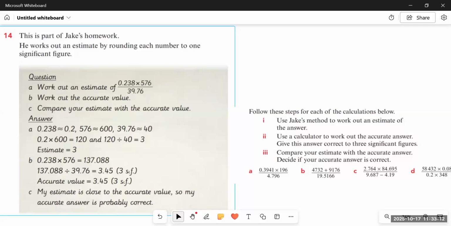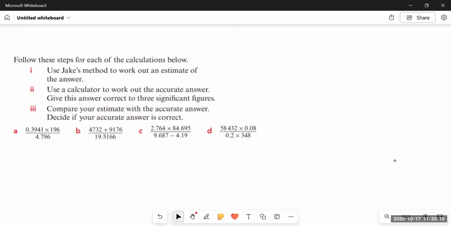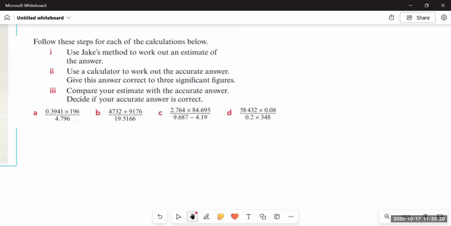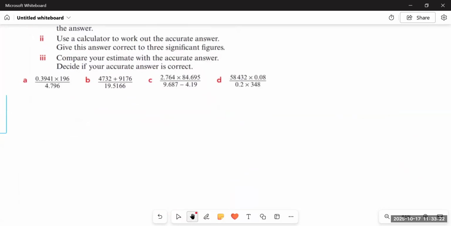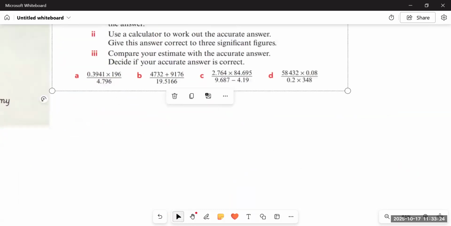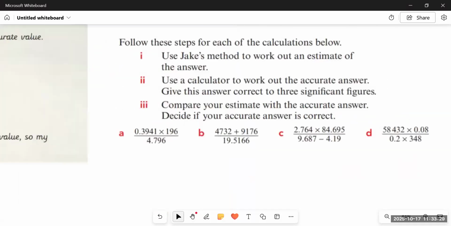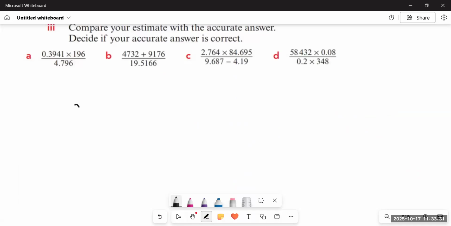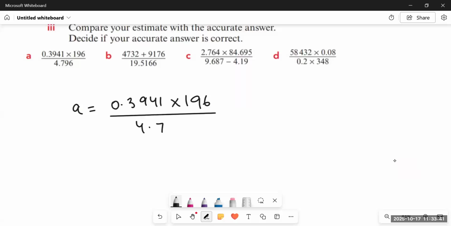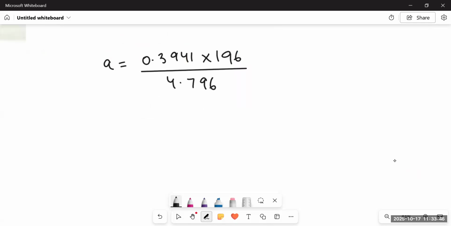So what we have to do, we have to use Jake's method to work out an estimate of the answers. And we can use the calculator to work out the accurate answer. Then we have to compare the answers. So starting from the first one, we will do the same thing. Like in part A, it's 0.3941 times 196 upon 4.796. So we will simply round each of the numbers to one significant figure.